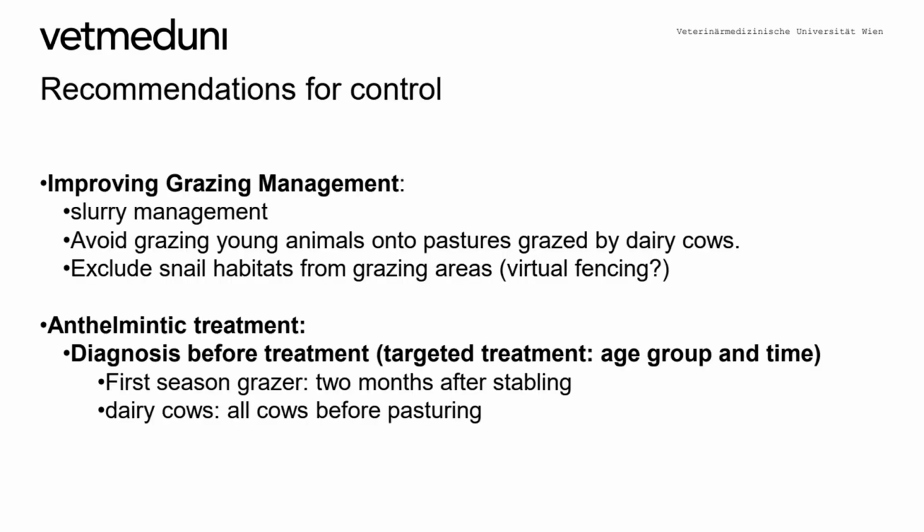So our recommendations for control of fasciola are improving grazing management, especially also slurry management, because slurry is brought up to the Alpine pastures, and slurry contains fasciola eggs, and then snails will be infected. Then avoid grazing young animals on pastures grazed by dairy cows before, if these are moist pastures, and exclude snail habitats from grazing areas. Perhaps virtual fencing would be a possibility. And then, of course, diagnose before treatment and treat at the right time.